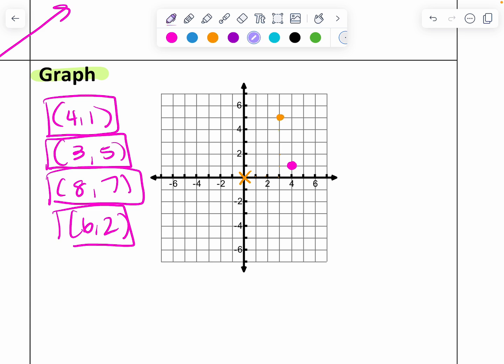8, 7's off the grid. Here's 6, 7, there's 8. And then 7 up is here. So there's 8, 7. And then 6, 2. Over 6 to the side, 2 up.